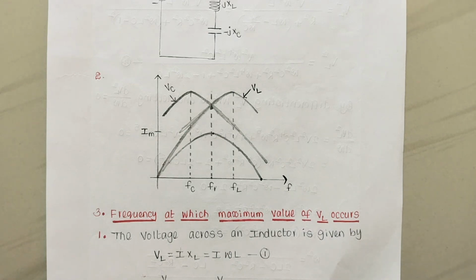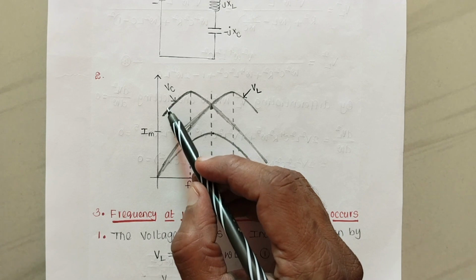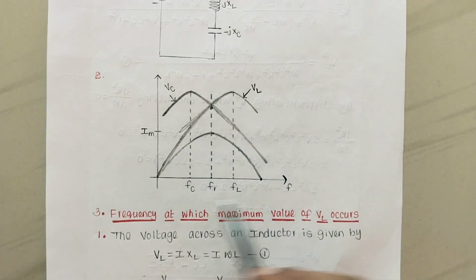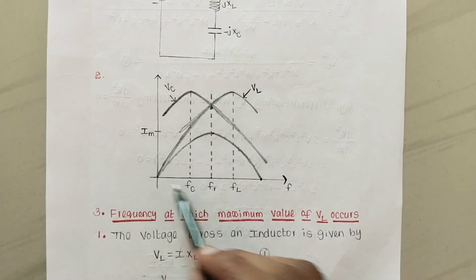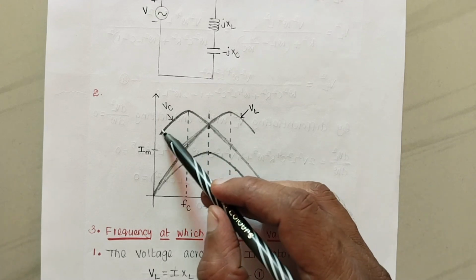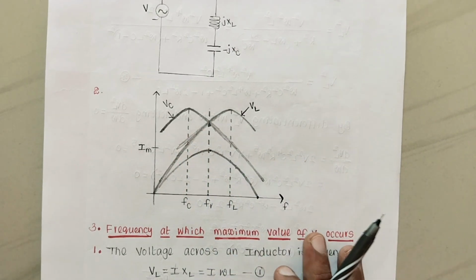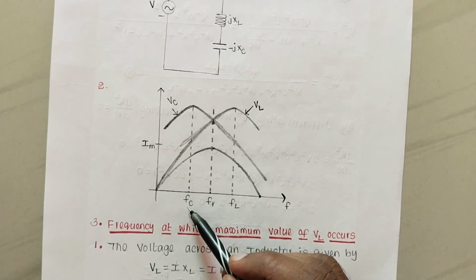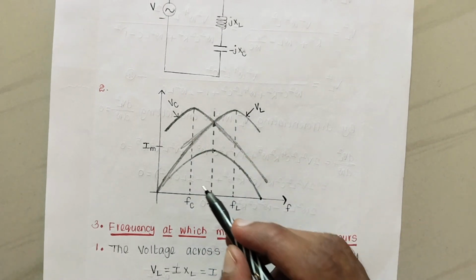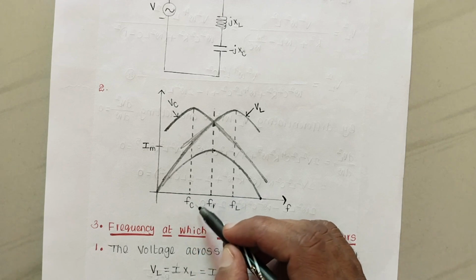Similarly, if we draw the voltage across the capacitor waveform against frequency, as you go on increasing the frequency, the voltage across the capacitor increases to a maximum value and then decreases. At one frequency FC, the voltage across the capacitor is maximum. Now we have to find the mathematical expression for this frequency.